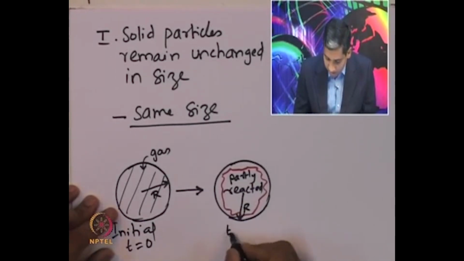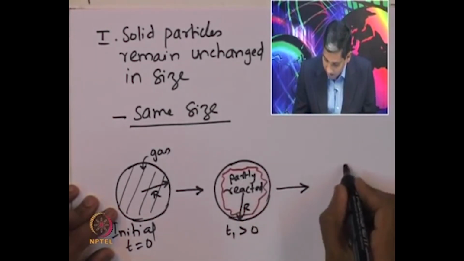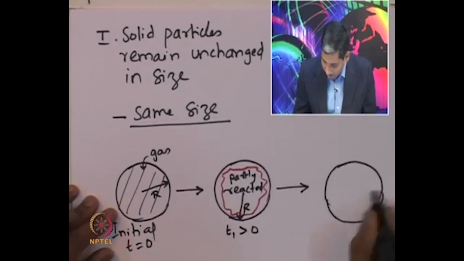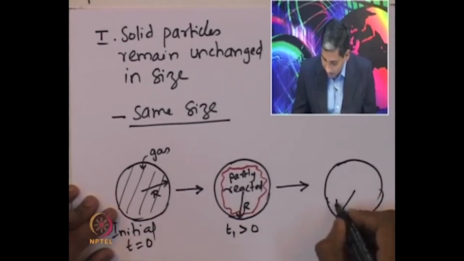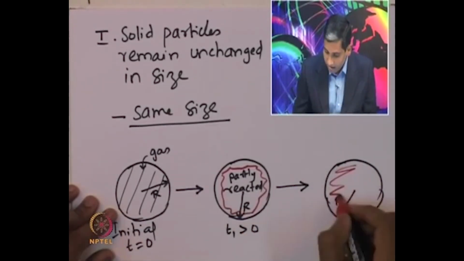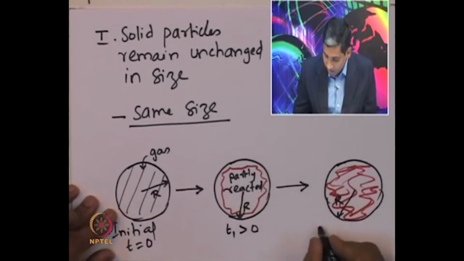So, this might be some time t1 which is greater than 0, and then as time further proceeds, as the reaction proceeds to further conversion, as there is more conversion of the reactants, then one can see that, suppose this is the particle, remember that the size remains the same, the size does not change in this particular mode. However, there is more amount of reactant which gets converted. So, this could be a completely converted situation at T2, which is greater than T1.